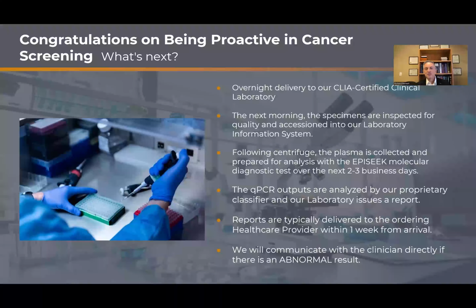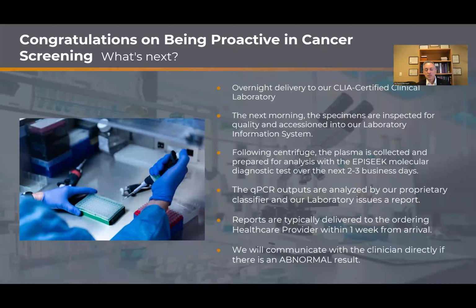So this is something you can share with your patients as far as shared decision making and what happens next. Once the specimen has been collected, it goes into that return labeled package to our laboratory in Tucson, Arizona, and it gets accessioned the next morning into our laboratory information system. We make sure that the specimens are intact, there hasn't been leakage, there's not bad hemolysis.